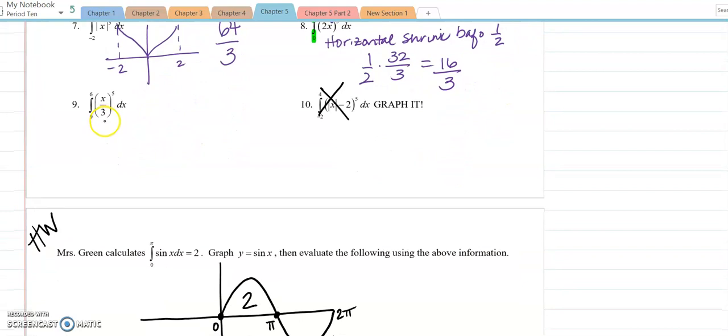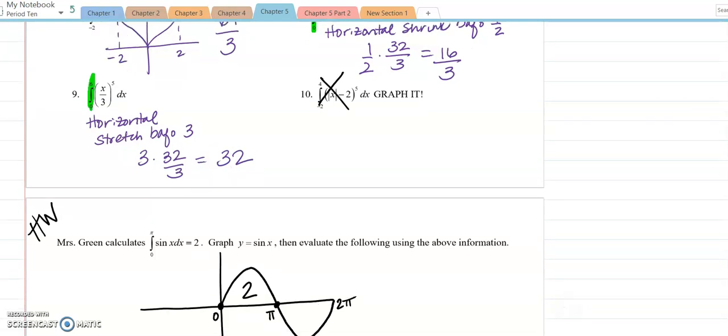Number 9, this is a horizontal stretch by a factor of 3. And if you notice, your bounds also changed because again, you're working a transformation in one direction. So you're taking your x coordinates and multiplying them by 3. And so you're just seeing it visibly here that 0 times 3 is 0 and 2 times 3 is 6. So your previous area multiplies by 3. And so your final answer there is 32.